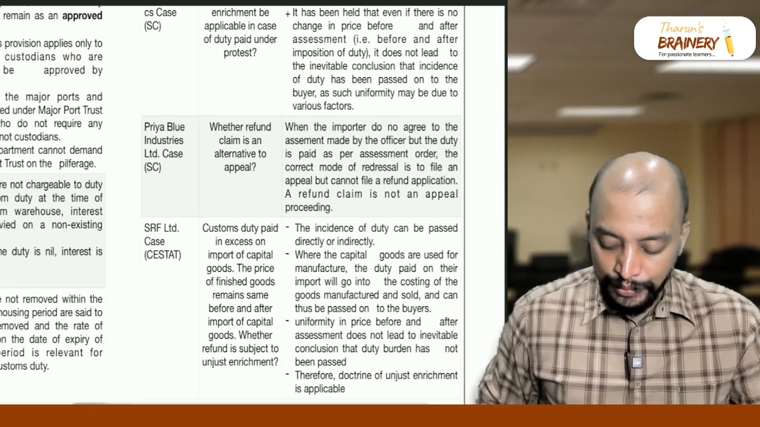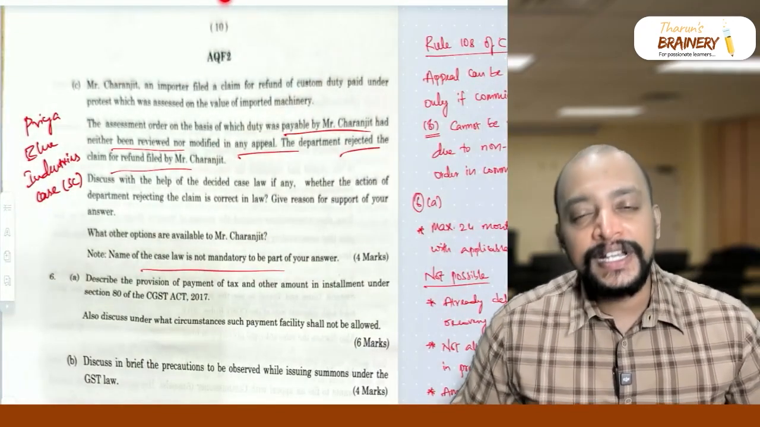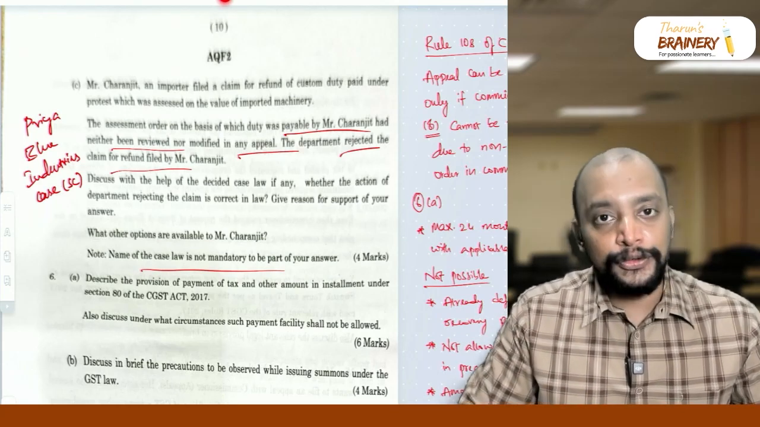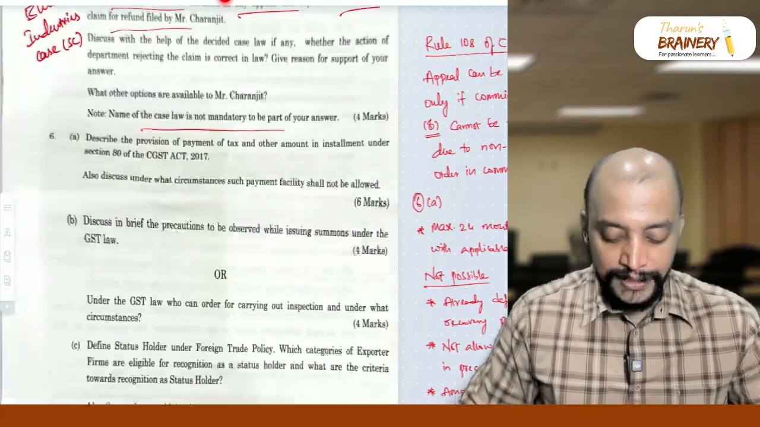So whenever you have paid some duty under protest and you don't agree to the assessment, so you can go for appeal, but refund is not an alternative to appeal. So that decision we need to write.